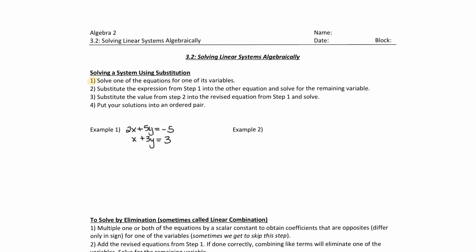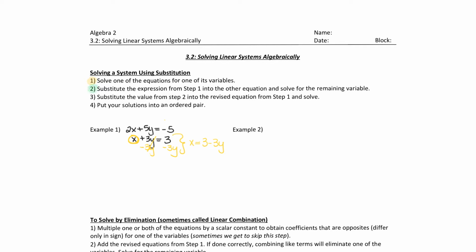I usually like to choose a variable that's easy to isolate, and usually that means it has a coefficient of 1. So I'm noticing that this x right here has a coefficient of 1 and will be easy to isolate. All I need to do is move the 3y to the other side of the equation. So I will subtract 3y from both sides, leaving me with x equals 3 minus 3y. So step 1 is complete.